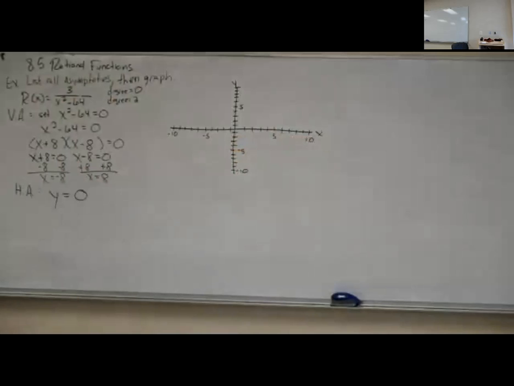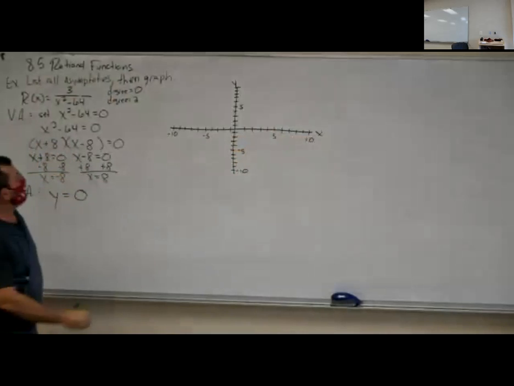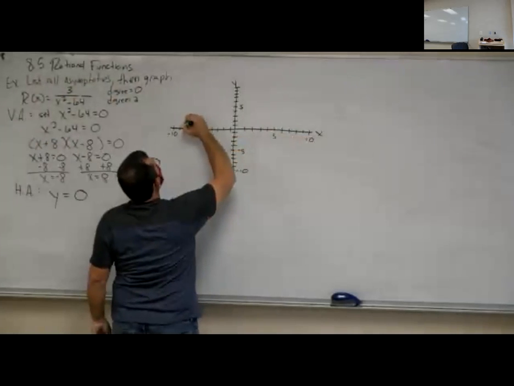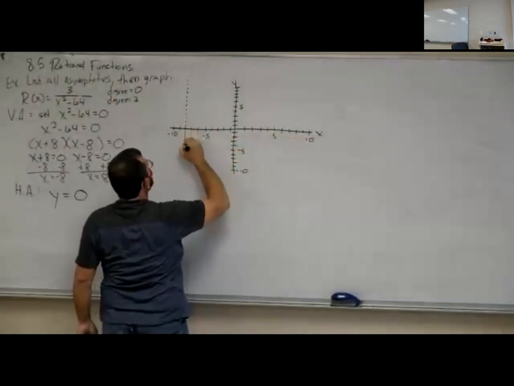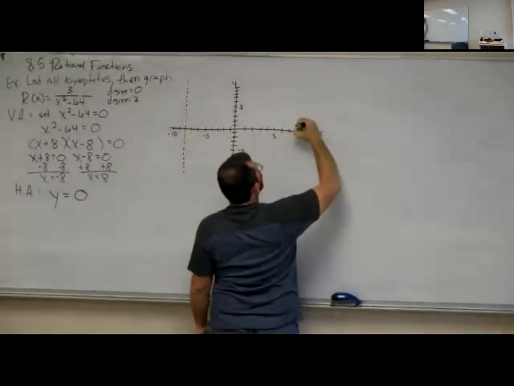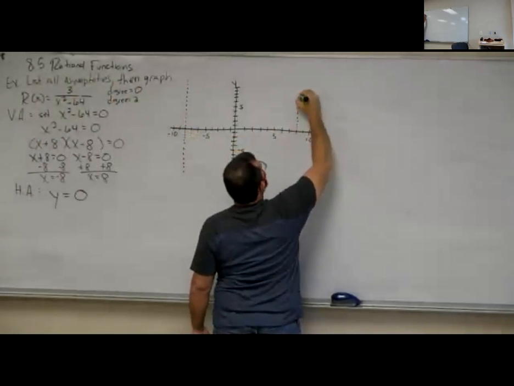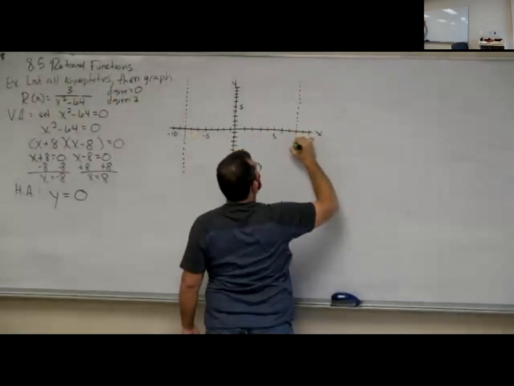All right. So I know one thing. I know I got two vertical asymptotes at 8 and negative 8. So I'm going to go over here at negative 8 and draw me an imaginary dotted line. And then over here at positive 8, draw me a dotted line.